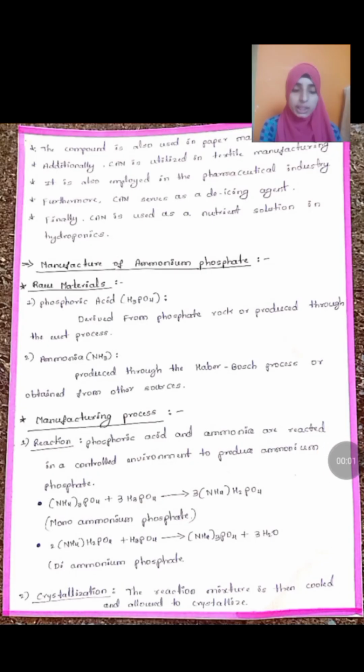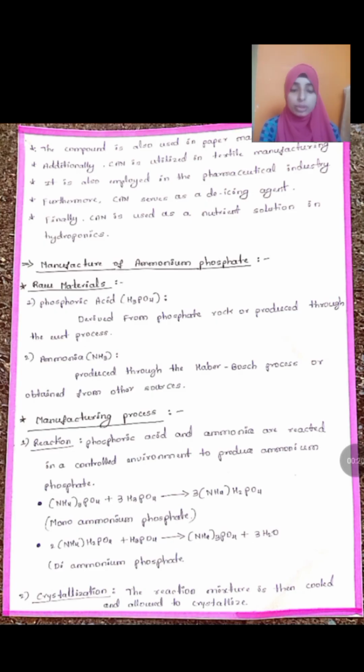It is also used in paper manufacturing. Additionally, calcium ammonium nitrate is utilized in textile manufacturing. It is also employed in the pharmaceutical industry. Furthermore, it serves as a de-icing agent. Finally, it is used as a nutrient solution in hydroponics.